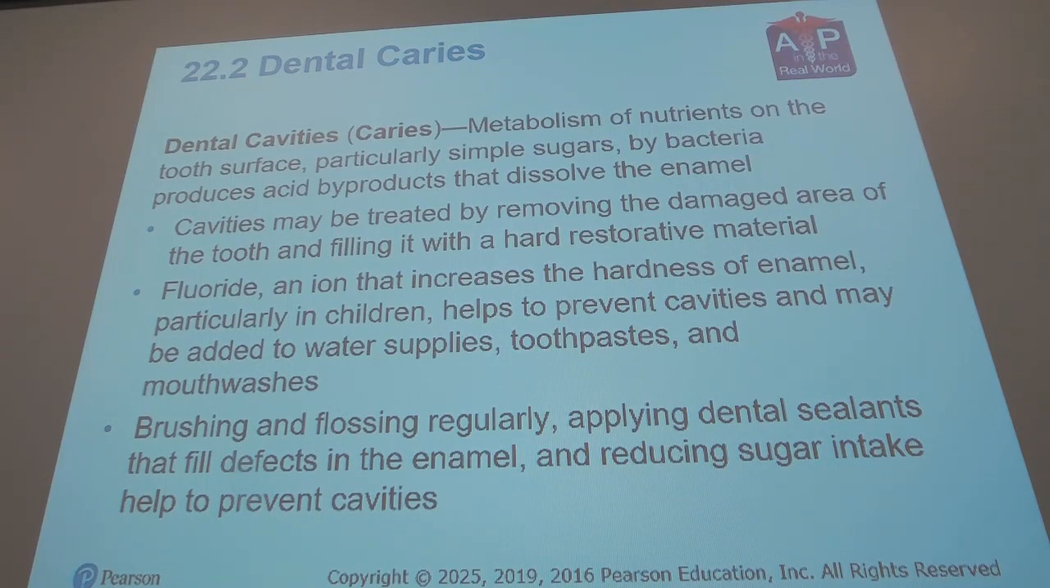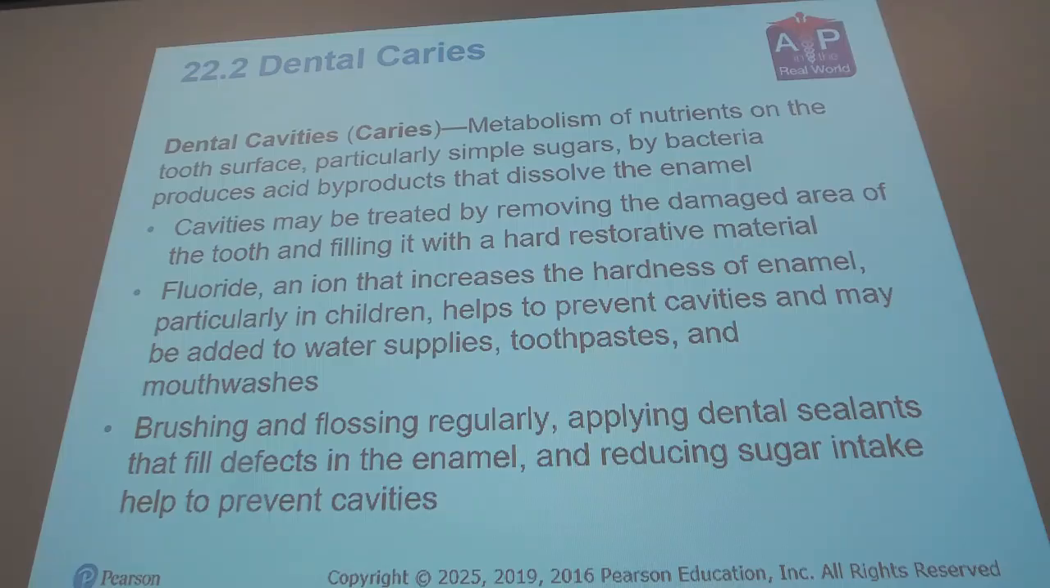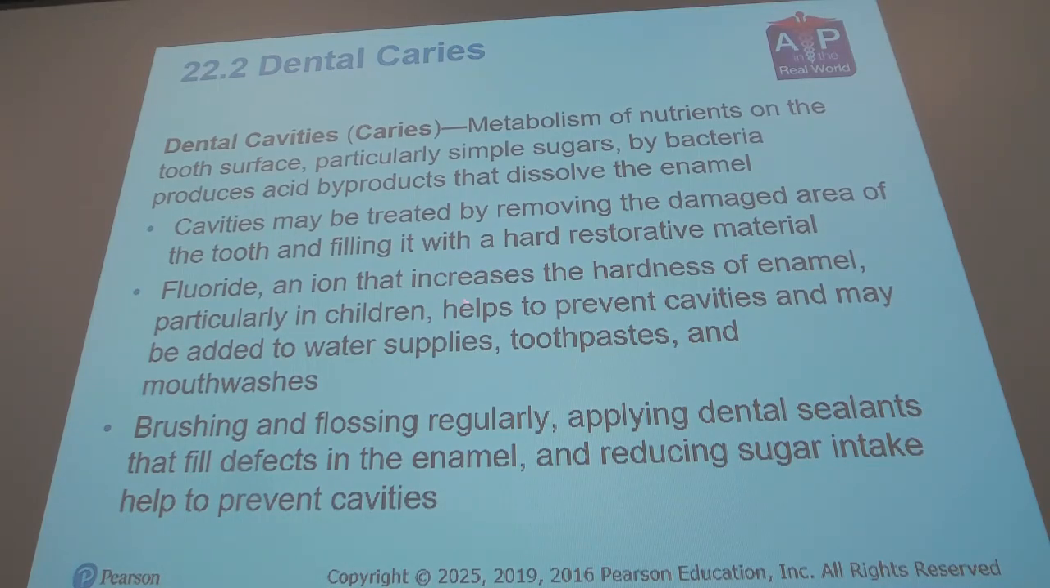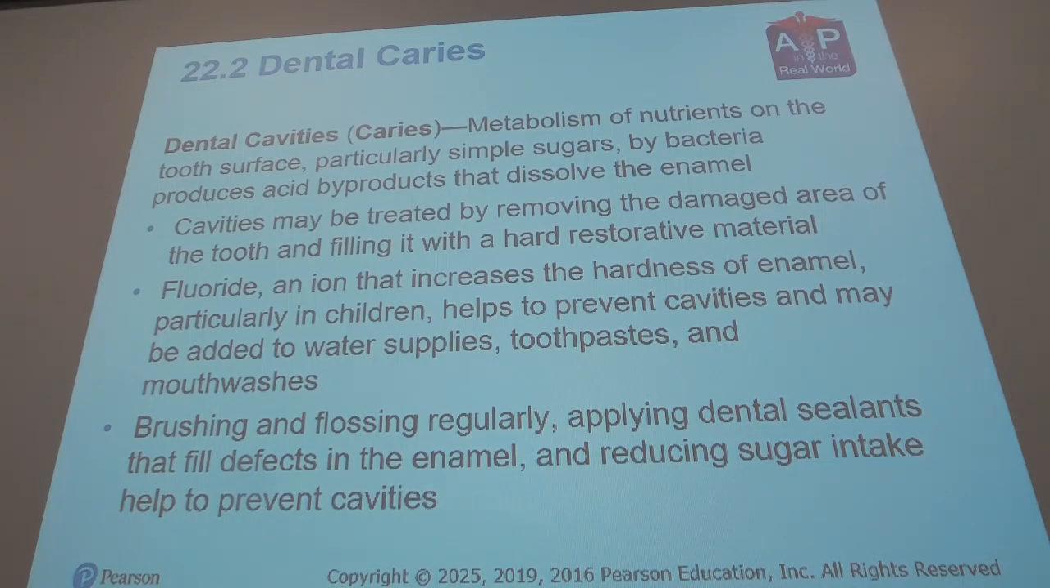Now prevention will be, of course, to brush your teeth every time that you're supposed to, at least every 12 hours, or two times a day as a minimum, and have some coating of your teeth with fluoride. This is an ion that increases the hardness of enamel. And of course, we have fluoride in our water to help prevent cavities. We also have toothpaste that has fluoride, or mouthwash that has fluoride as well.